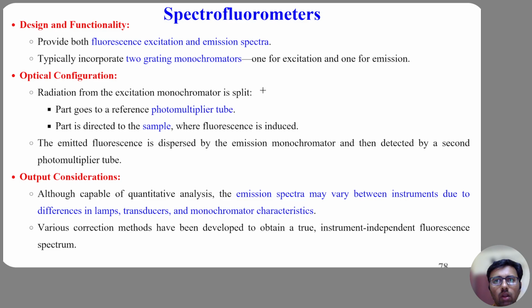Two independently scanned gratings allow continuous excitation spectra, continuous emission spectra, and high spectral resolution. However, raw spectra vary between instruments due to detector response and grating characteristics. Therefore, software correction generates instrument independent spectra.